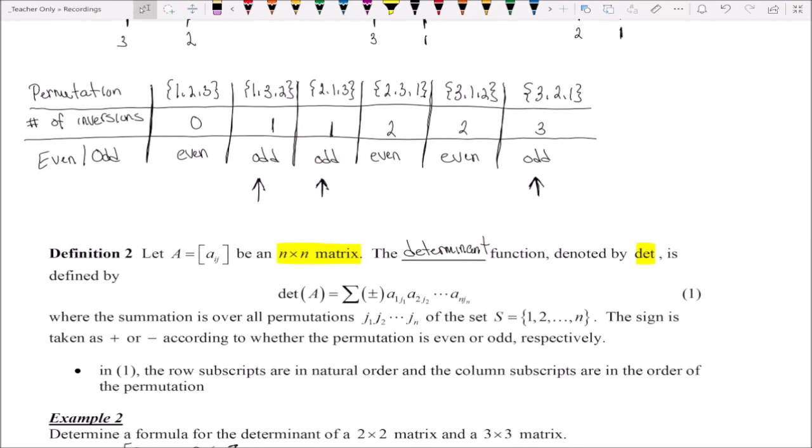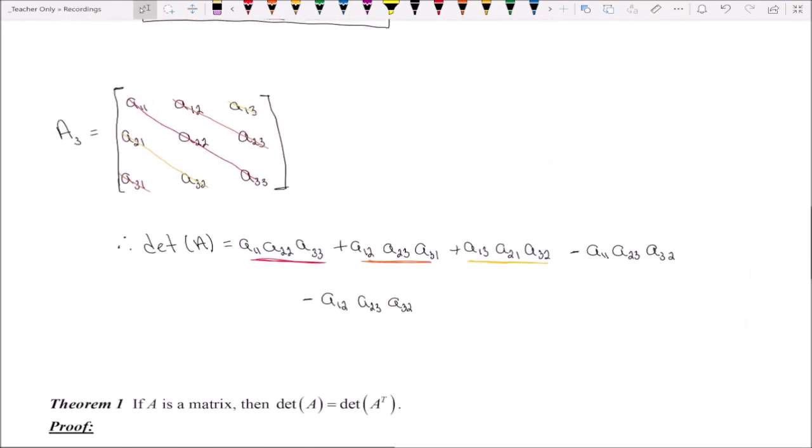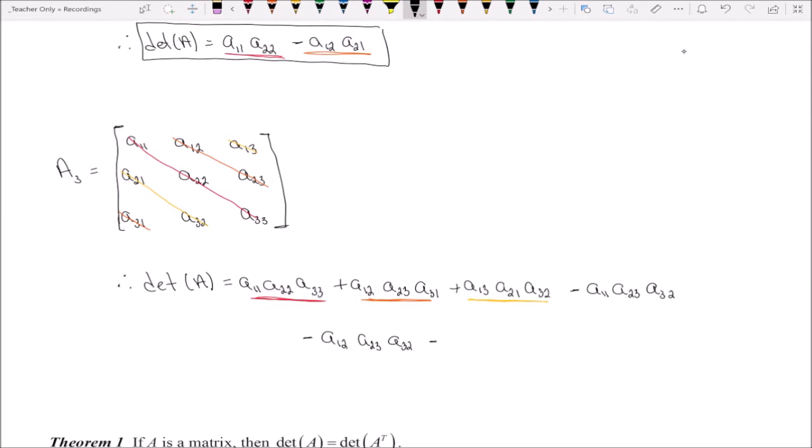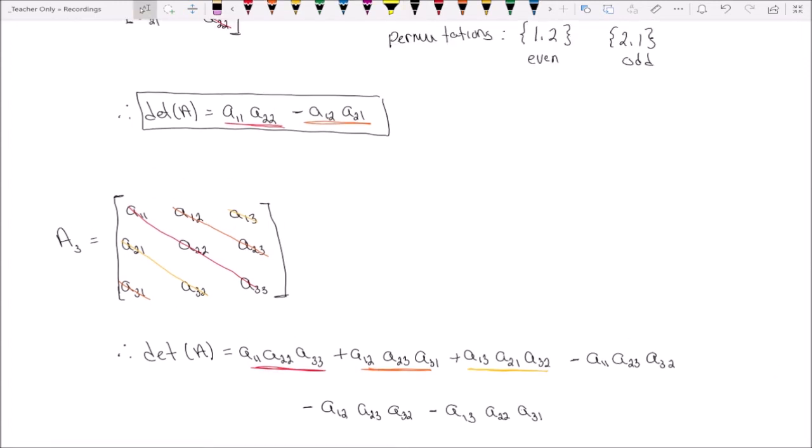And finally, 3, 2, 1. So minus A13, A22, A31. And again, notice 1, 1, 2, 3, 3, 2. Minus as we're going to the left. Right? So 1, 1, 2, 3, 3, 2.